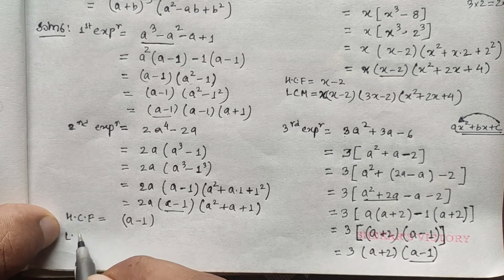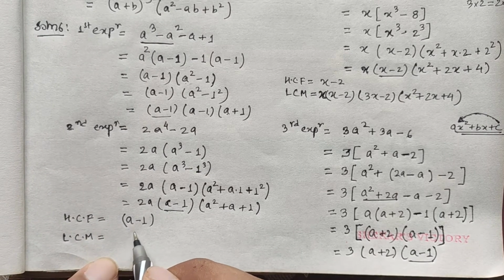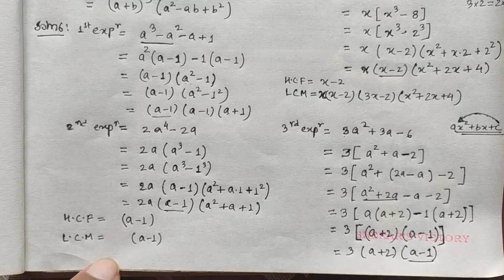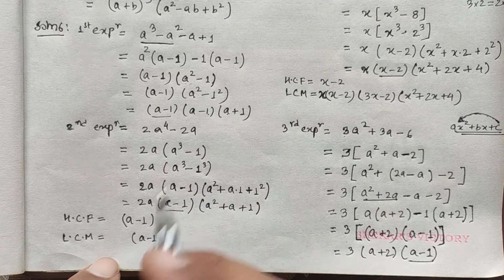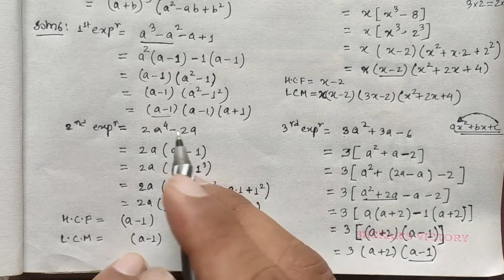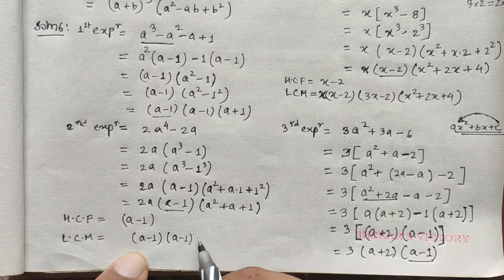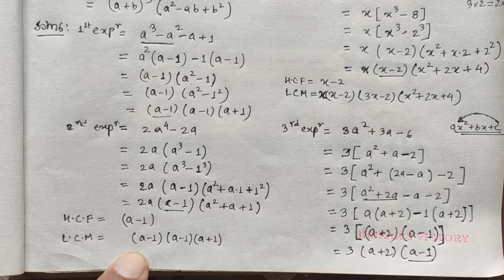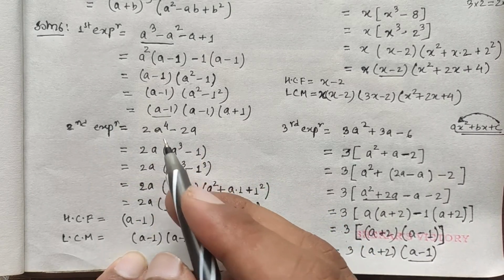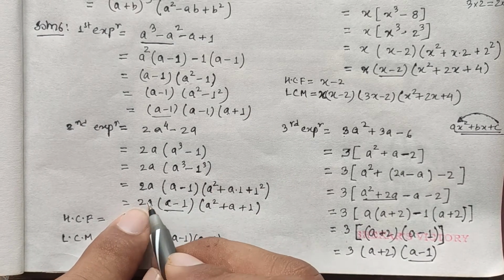And in the case of LCM, first we are going to write the common. Yes, a minus 1 is common. Now there is nothing common left, so we will write the left ones. In the first expression, what's left? A minus 1 times a plus 1. As a minus 1 is taken out as common, these two are left, so we will write them here. In the second expression, what's left?